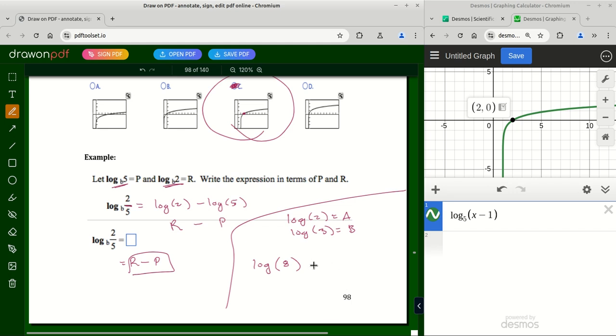This is kind of different. I want to split this thing up. What I'm going to do is say that's 2 cubed. Then I can move that 3 down to the front. So now I have 3 log of 2. Oh, log of 2, I've seen that before. It's right here. Look at that. So it's 3 times A, and you're done.